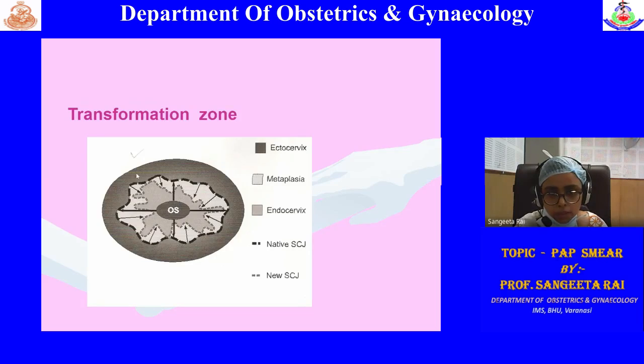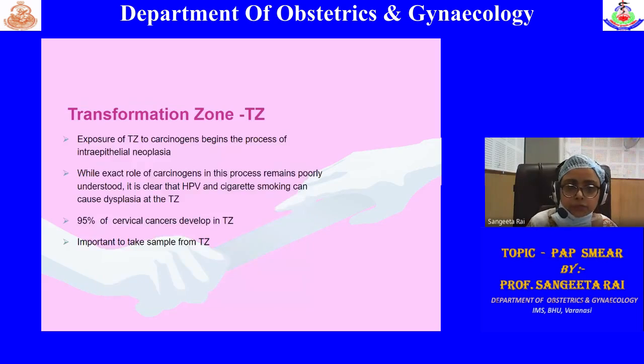Here is the ectocervix. This is the metaplasia, which occurs because this is a transformation zone, and this is the endocervix, which is lined by columnar epithelium. So here you can well appreciate the transformation zone. This is an area. This is not a line.